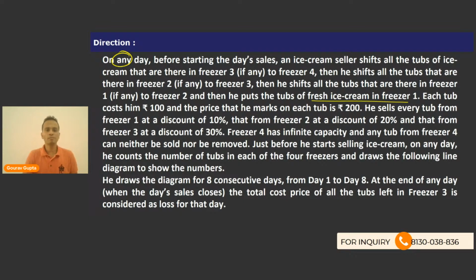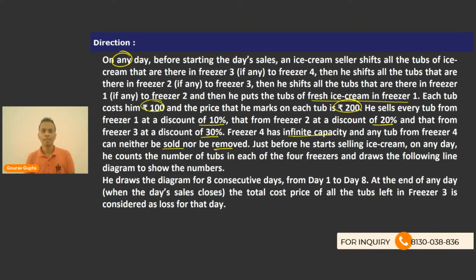Now each tub costs him rupees 100, and the price that he marks on each tub is rupees 200. He sells every tub from freezer 1 at a discount of 10%, that from freezer 2 at a discount of 20%, that from freezer 3 at a discount of 30%. Freezer 4 has infinite capacity and any tub from freezer 4 can neither be sold nor be removed. So I can say that freezer 4 is a dump yard. As soon as any ice cream reaches freezer 4, you cannot sell it and you cannot remove it.